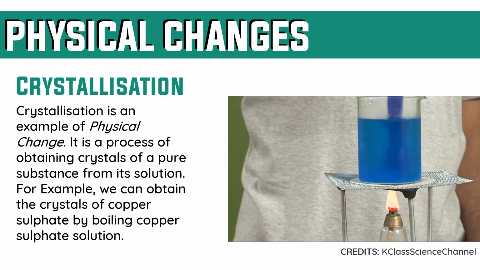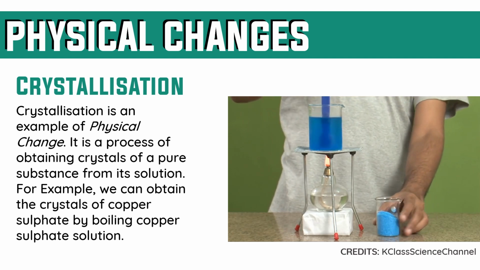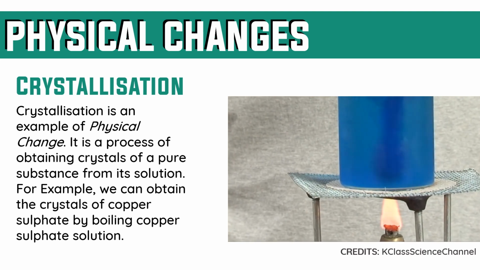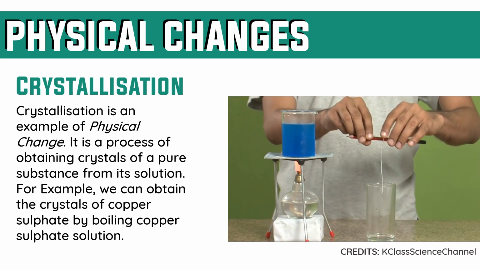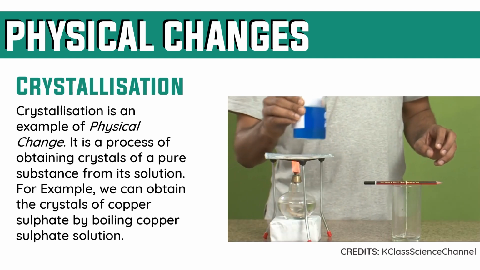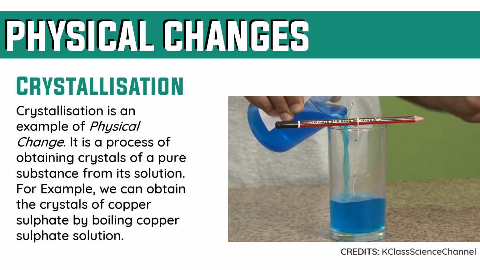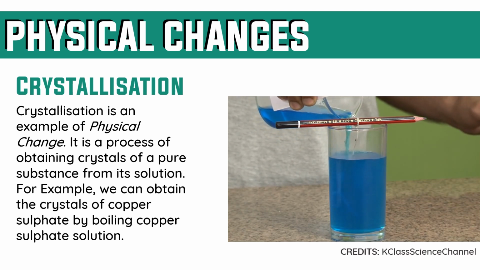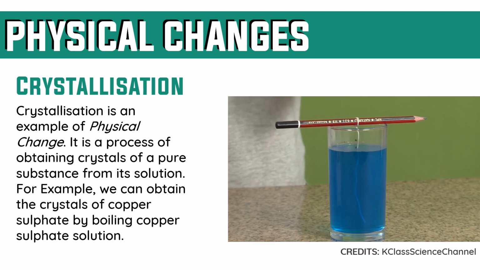Again, copper sulfate powder dissolves in water and boil it. After boiling, pour that copper sulfate solution in another beaker for cooling, and keep one thread also inside that beaker. After a while, you can see that the copper sulfate crystals are formed on that thread.